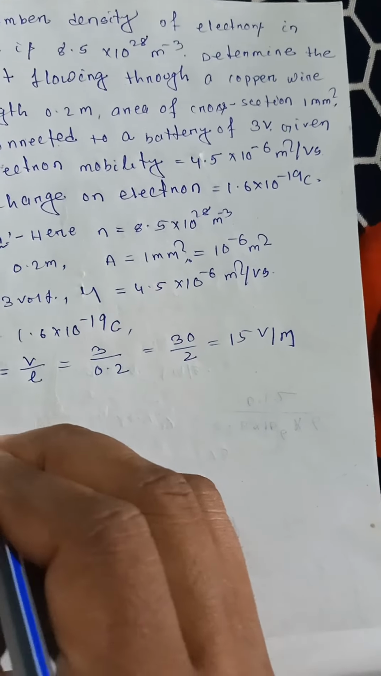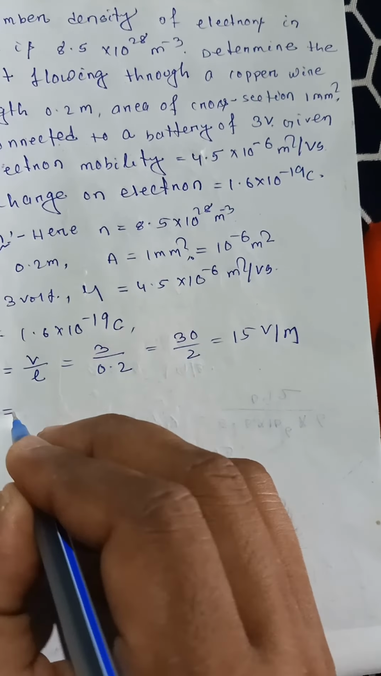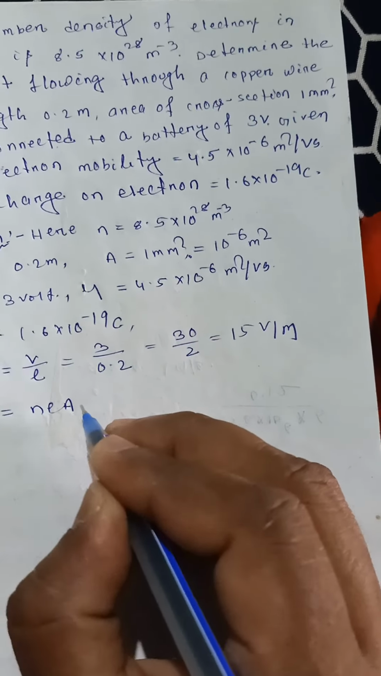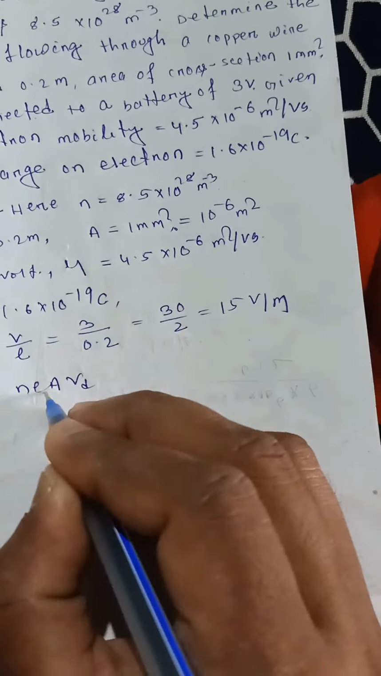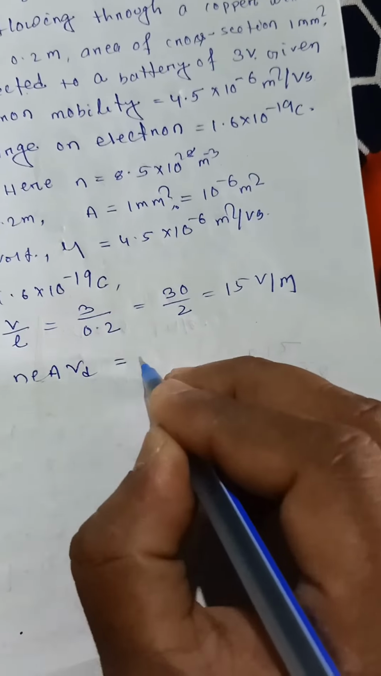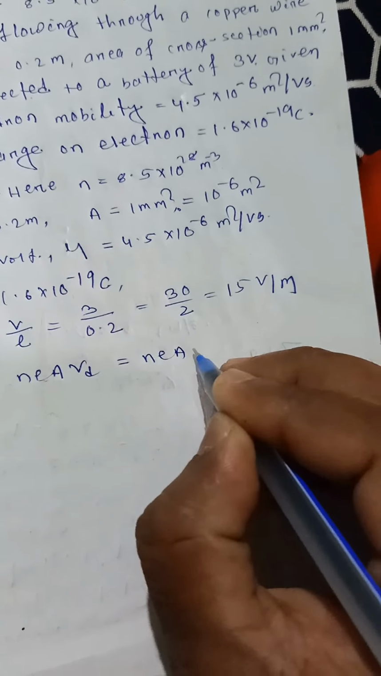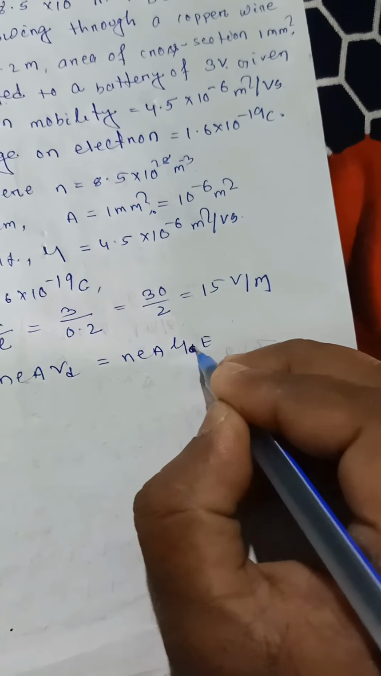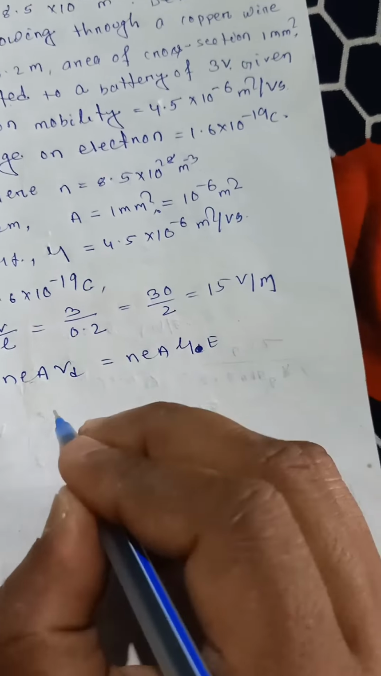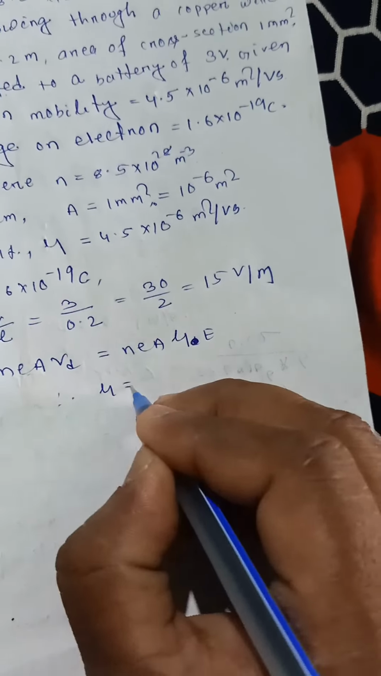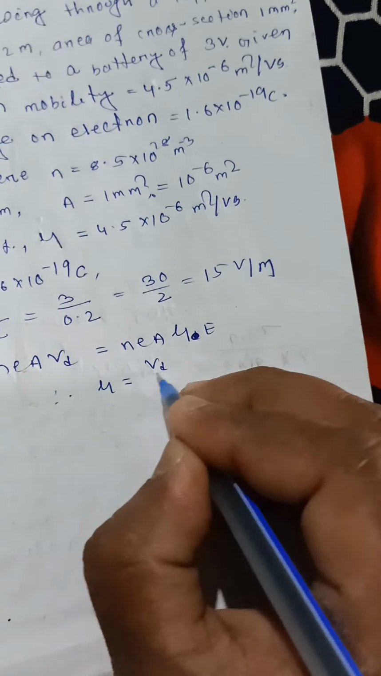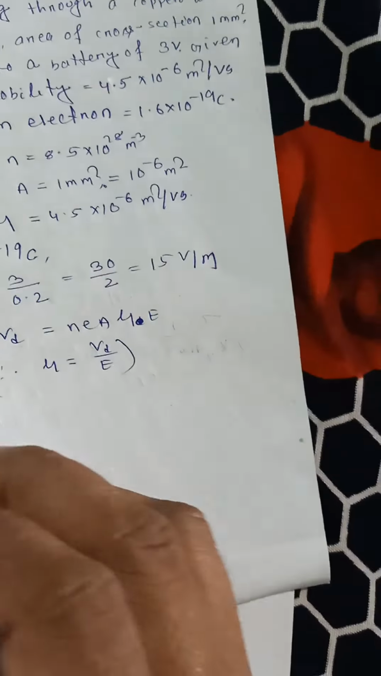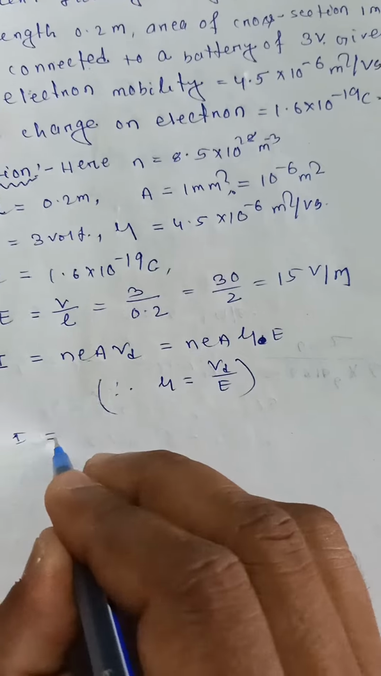So current I is equal to n e A v_d. Drift velocity is equal to mobility into electric field. That means mobility is equal to drift velocity divided by electric field. Using this formula, what is I equal to?